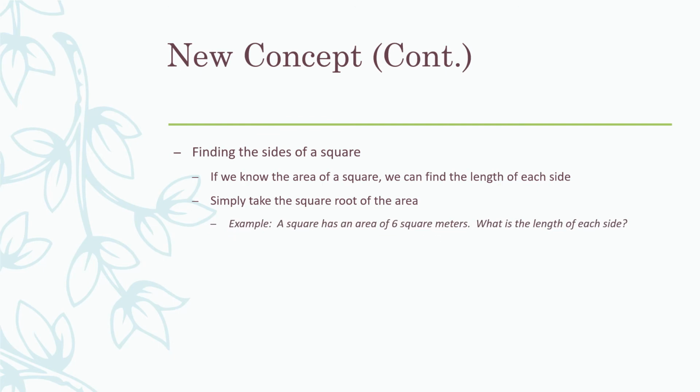So for example, if we had a square that has an area of 6 meters, what is the length of each side? You don't actually have to try to figure out what the square root of 6 is, because without a calculator, you're not really going to be able to do that. So you just leave it as the square root of 6. So the length of each side would be the square root of 6. So if you drew that square, so here's my square, and I want to mark the length of the side, I would just put square root of 6 meters, and that's it.